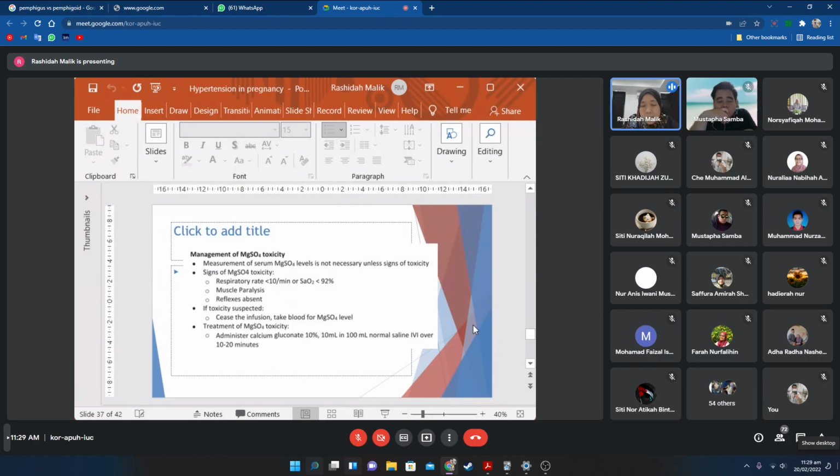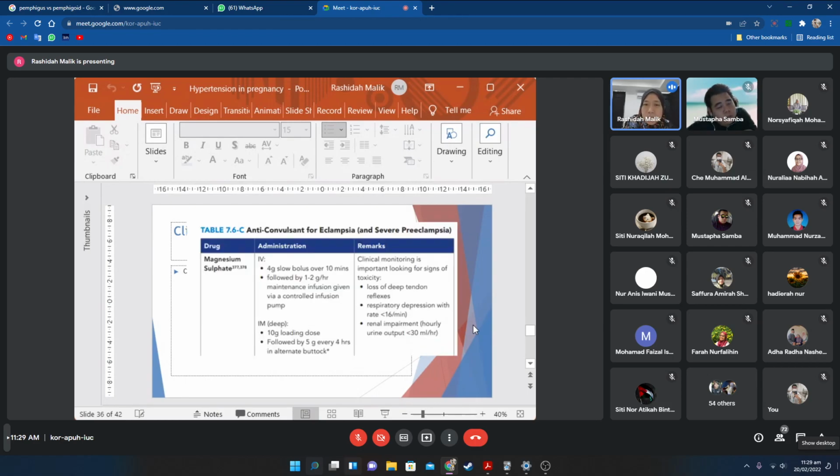Right? When you give magnesium sulfate, it is important to remember that you need to monitor for symptoms of magnesium sulfate toxicity. So the first sign that will appear is the loss of deep tendon reflex. So you start the patient on IV magnesium sulfate bolus, then you continue with IV magnesium sulfate infusion. So you will need to monitor the mother. You cannot leave the mother be. You need to monitor the BP, you check the urine, you check the respiratory rate, you will need to check the tendon reflex as well.